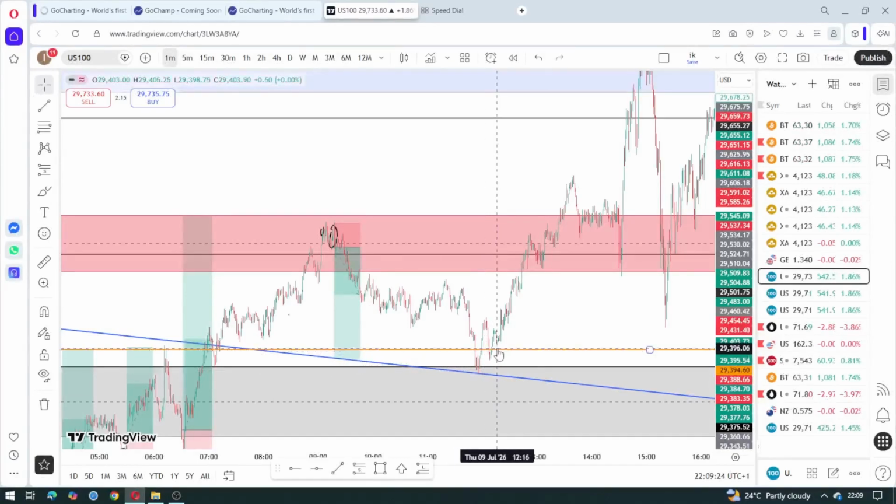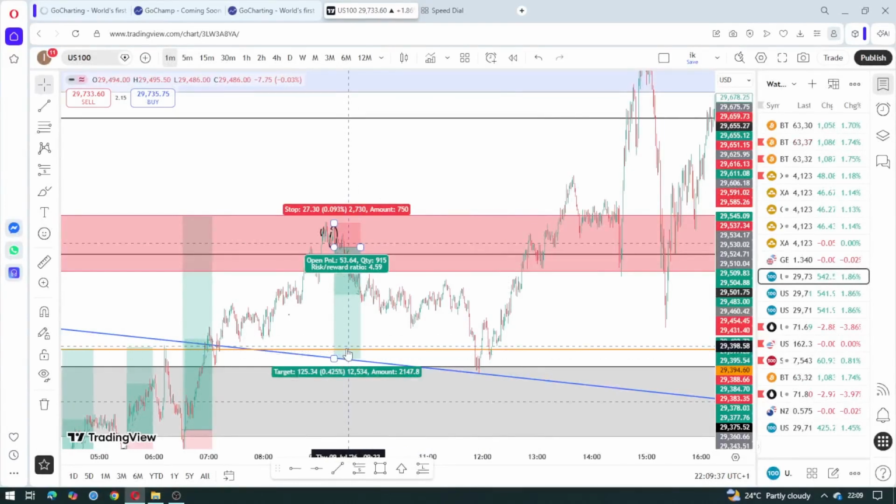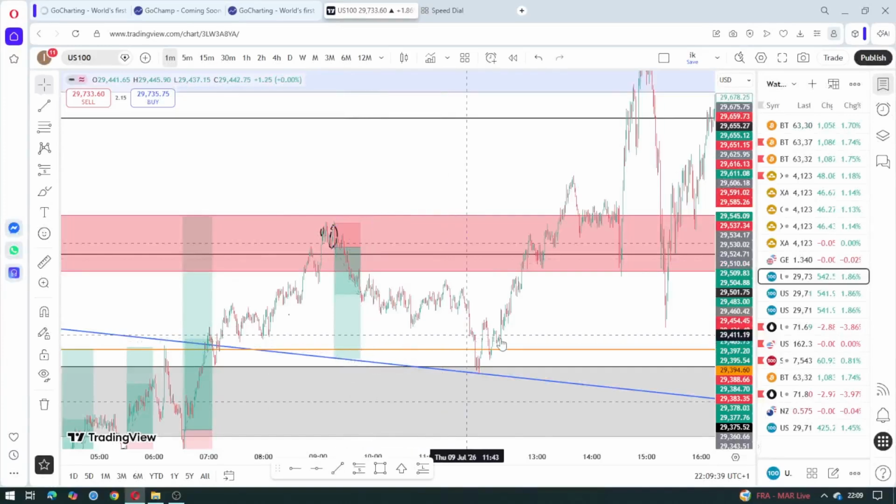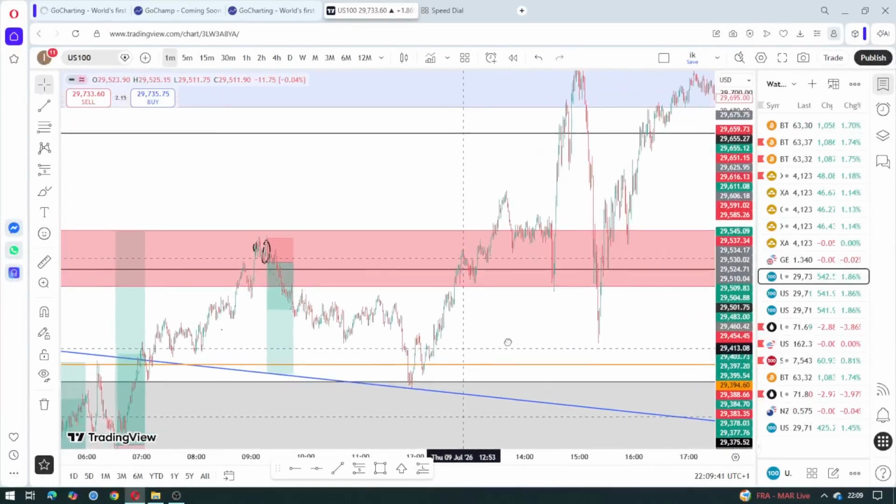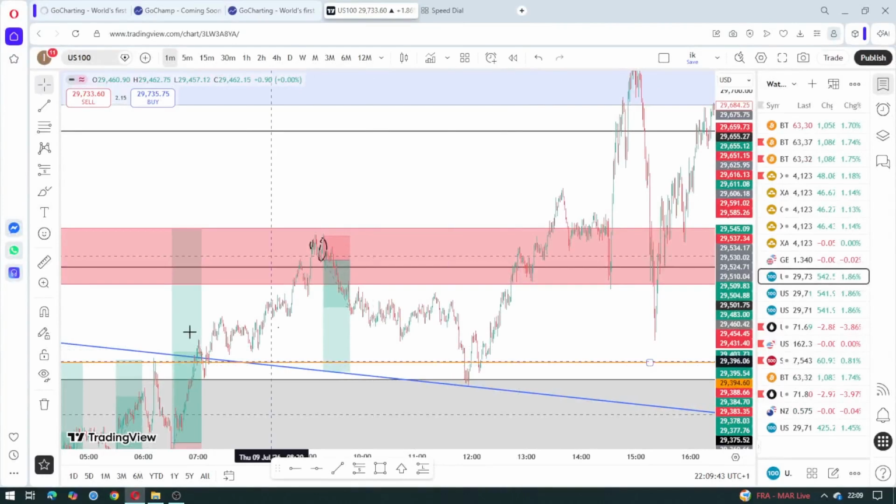The other block and the support zone, the 15-minute support zone. This confluence, the four confluences, is how to make sure that this market is going to reverse here. That's the reason why I put my TP here, and you see it hit the TP.